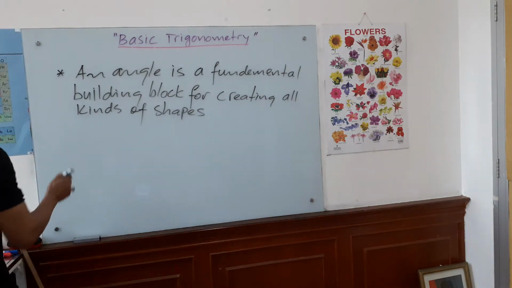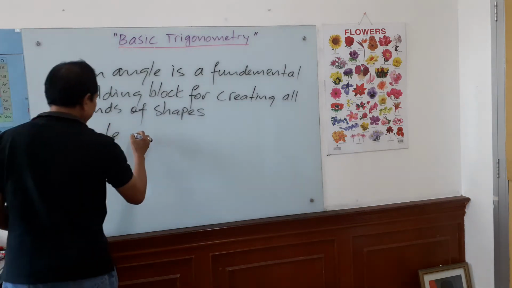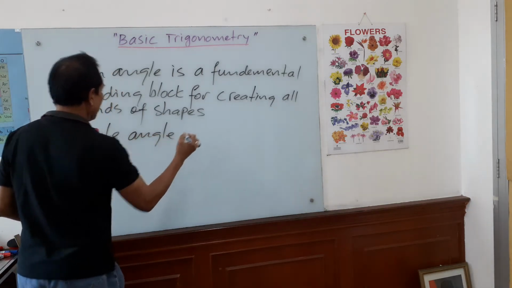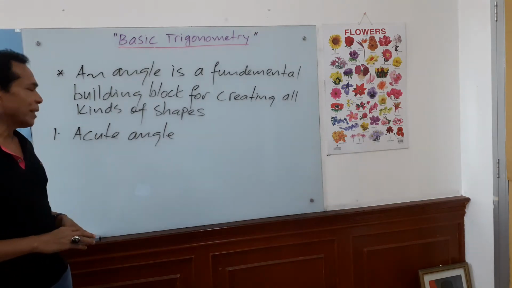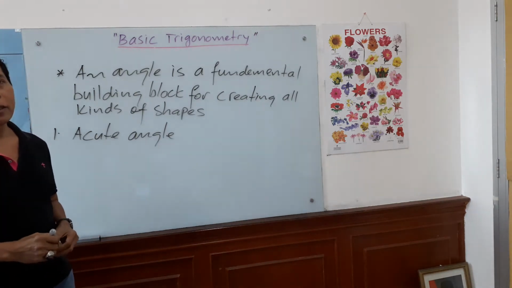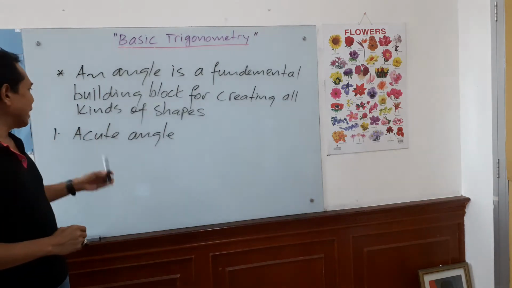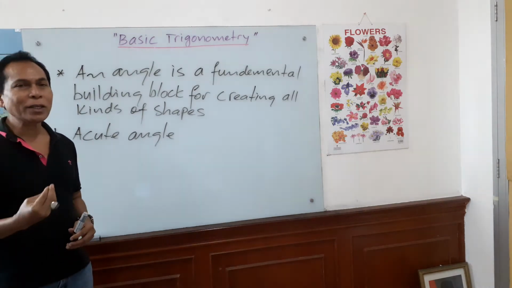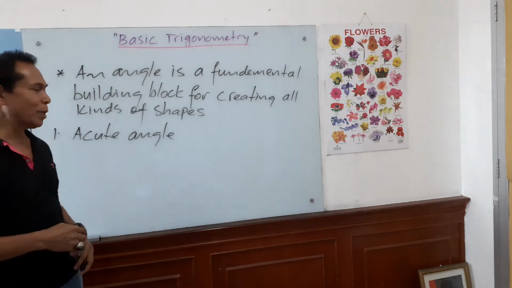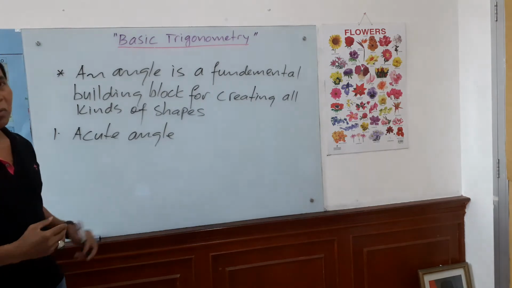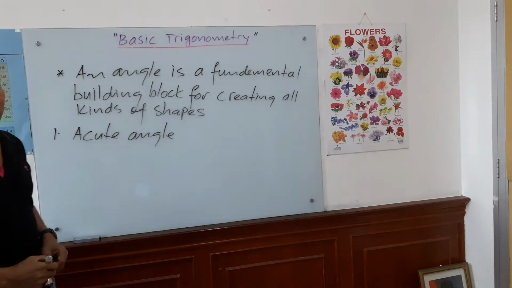Number 1, we look at number 1 here. We have the acute angle. What is an acute angle? An acute angle is an angle smaller than 90 degrees. Whatever the angle is, below or under 90 degrees, it's an acute angle. It is not an exact value. It can be 10 degrees, 25, 15, 80, 75, or 50. As far as the angle is under 90 degrees, it is an acute angle.